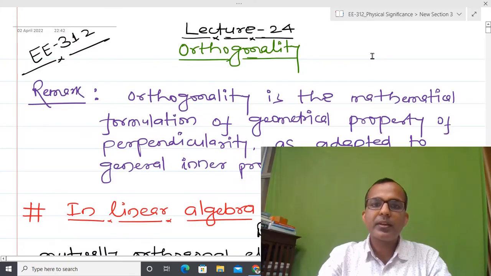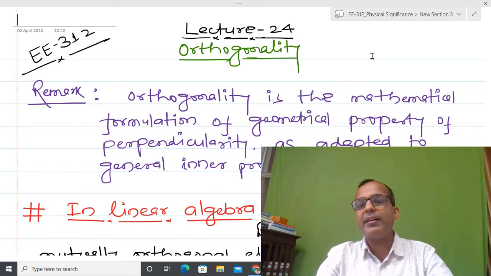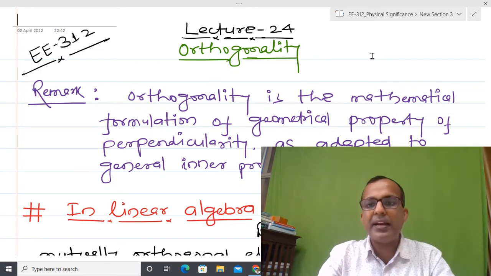Welcome back. In today's lecture, I am going to talk about orthogonality. It is possible to show that orthogonality plays a very important role in solving some kinds of engineering problems related to mathematical modeling, problems related to some kind of physical modeling, or other branches of applied physics, applied mathematics, or applied engineering.